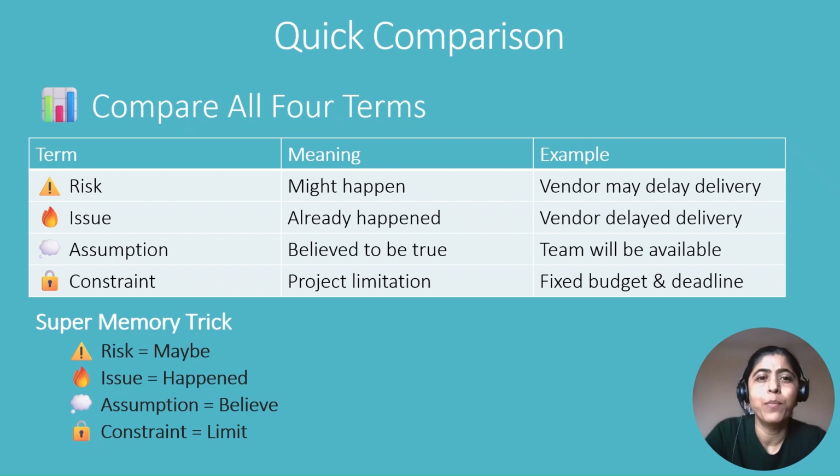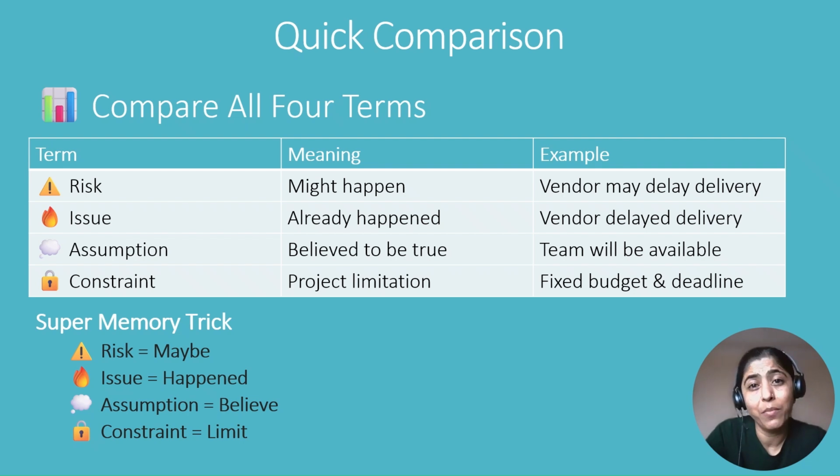Now let's look at one practical example to see how all four can exist at the same time. You believe your supplier may deliver hardware late. That's a risk. Your supplier actually delivers hardware 3 days late. That's an issue. You assumed all employees would already have compatible computers. That's an assumption. Meanwhile, the budget cannot exceed the approved amount and the launch date cannot be extended. Those are your constraints. Notice that all four are related but represent completely different situations within the same project.